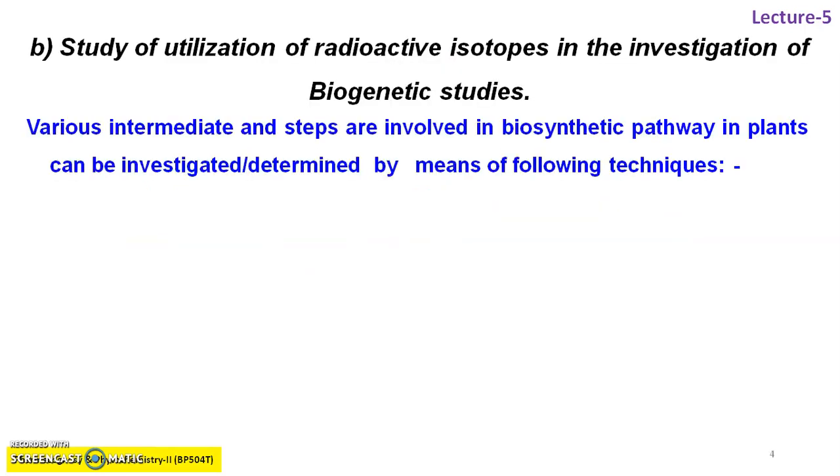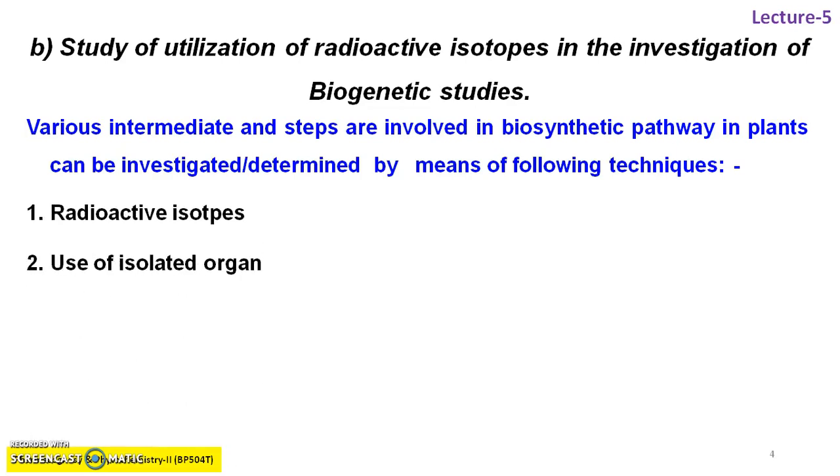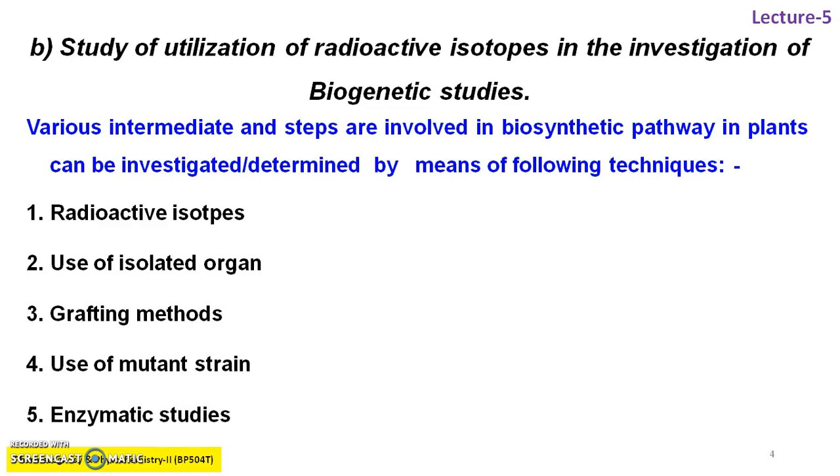There are four to five different methods which have been utilized, but out of these we are going to study radioactive isotopes, which is a more validated, precise and accurate method for investigation of biogenetic studies. So the very first method is radioactive isotopes. The other four methods are: use of isolated organs, grafting methods, use of mutant strains and enzymatic studies.